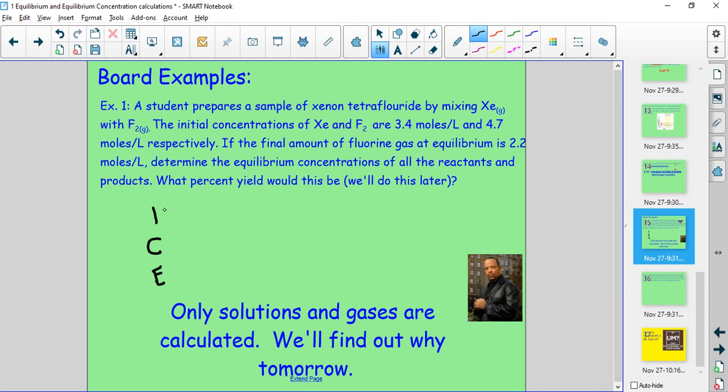Okay, but ICE stands for I, our initial concentrations or mole values given to you in the question. C stands for change, how much those mole values or concentration values will change. And E stands for equilibrium, our equilibrium values or expressions. Now let's get back into it.